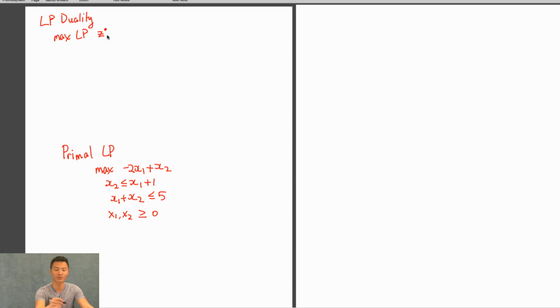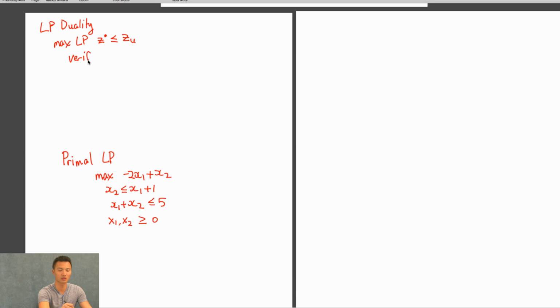Well, let's think about this. Suppose we have a Z star and we have an upper bound solution Z of U. How can we verify that Z star is optimal? Every linear program is going to have a dual linear program, and the dual linear program is going to optimize over the upper bound of Z star.